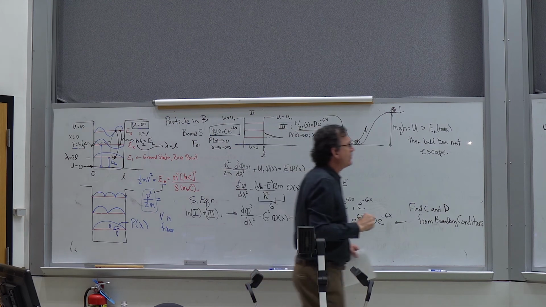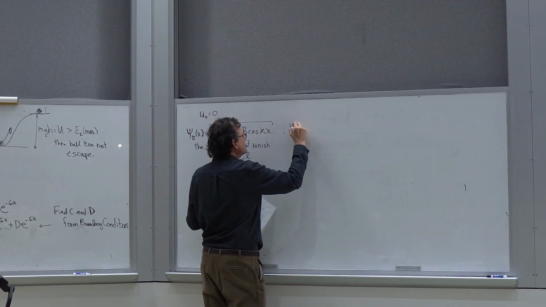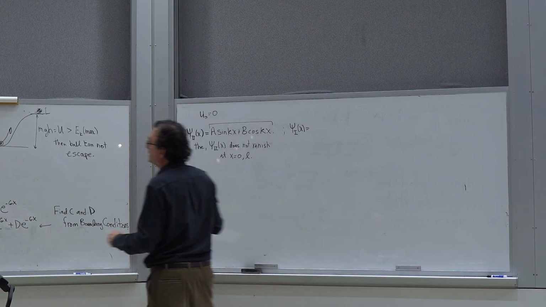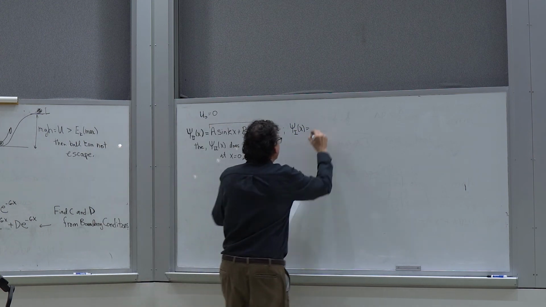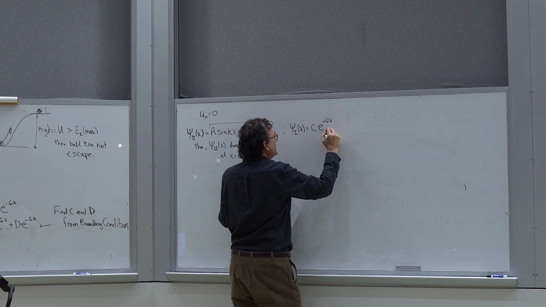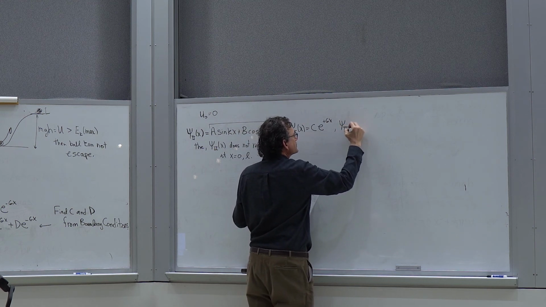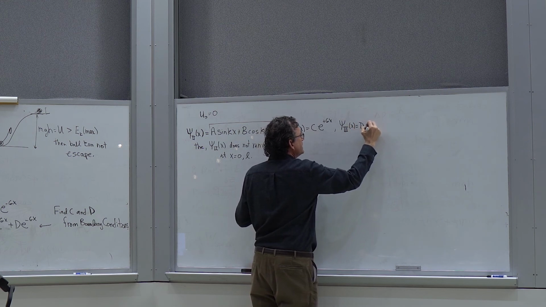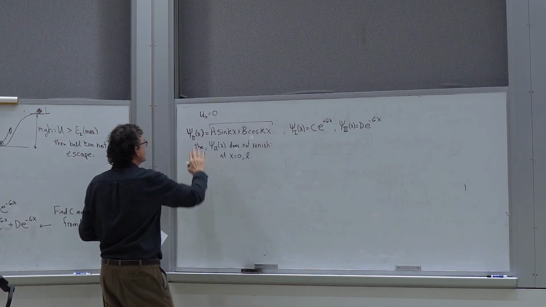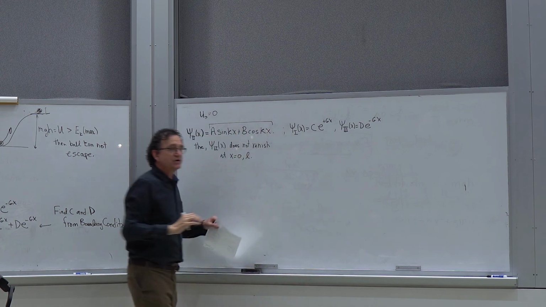So that means that we now have 3 solutions in 3 separate regions. So we have psi 1 of x is equal to c times e to the plus gx, I'm just repeating what we have over here so I can put them all together, and psi 3 of x is equal to d times e to the minus g times x. Right? So I now have the solutions in the middle and on both edges of the box.